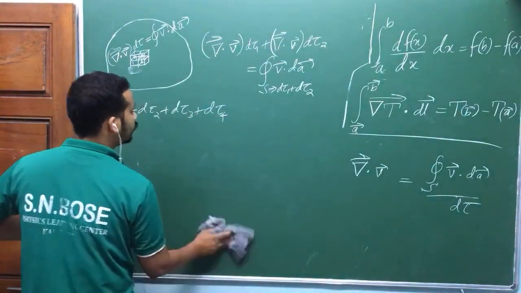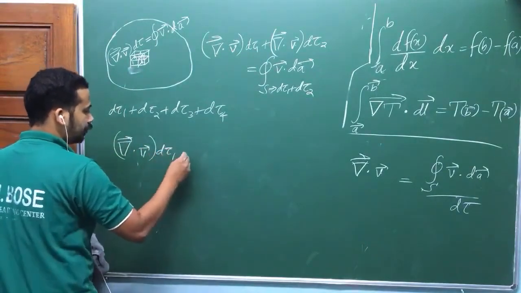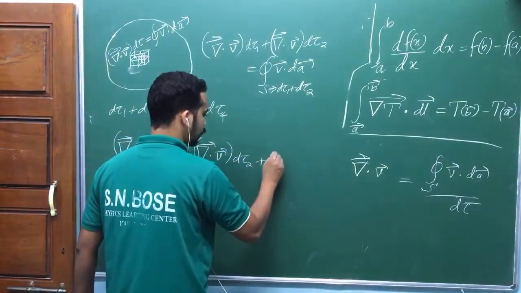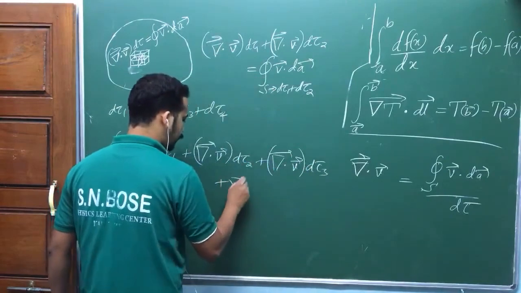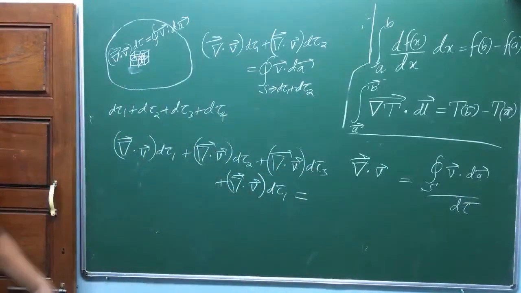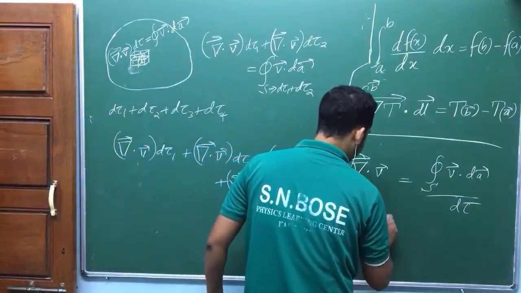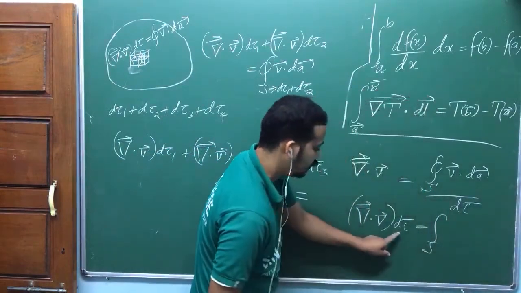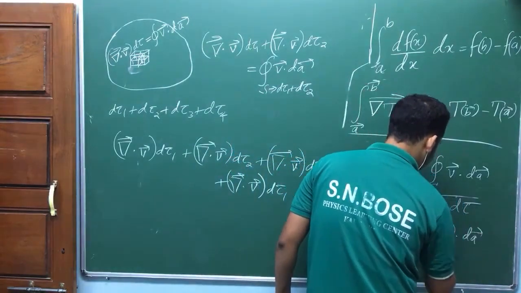Let me just write this. So del dot V dτ1 plus del dot V dτ2 plus del dot V dτ3 plus del dot V dτ4. And again this del dot V dτ, that I have written like this. Am I right? Del dot V dτ will be equal to the surface integral, but that surface integral corresponds to this infinitesimal volume, of V bar dot dA bar, isn't it?